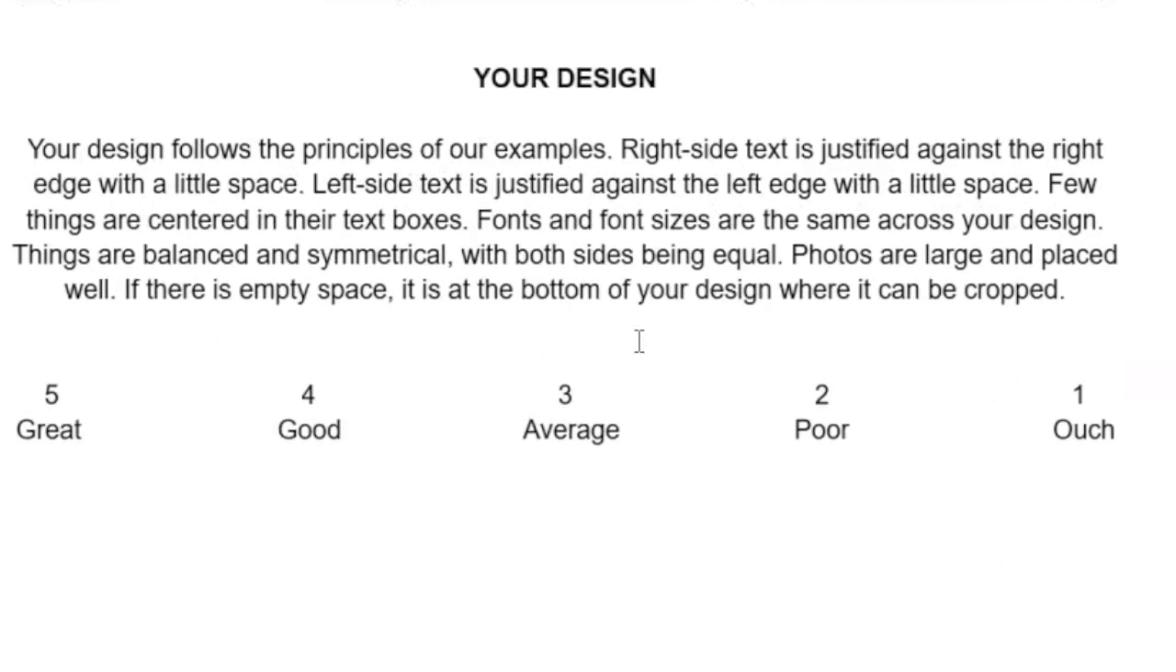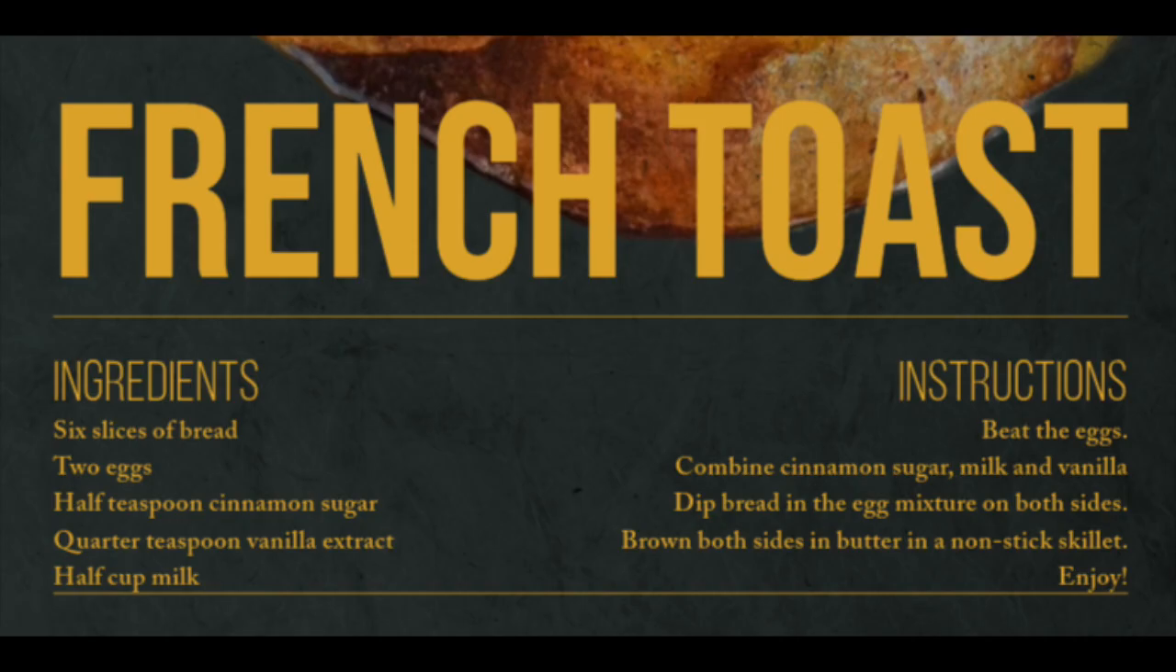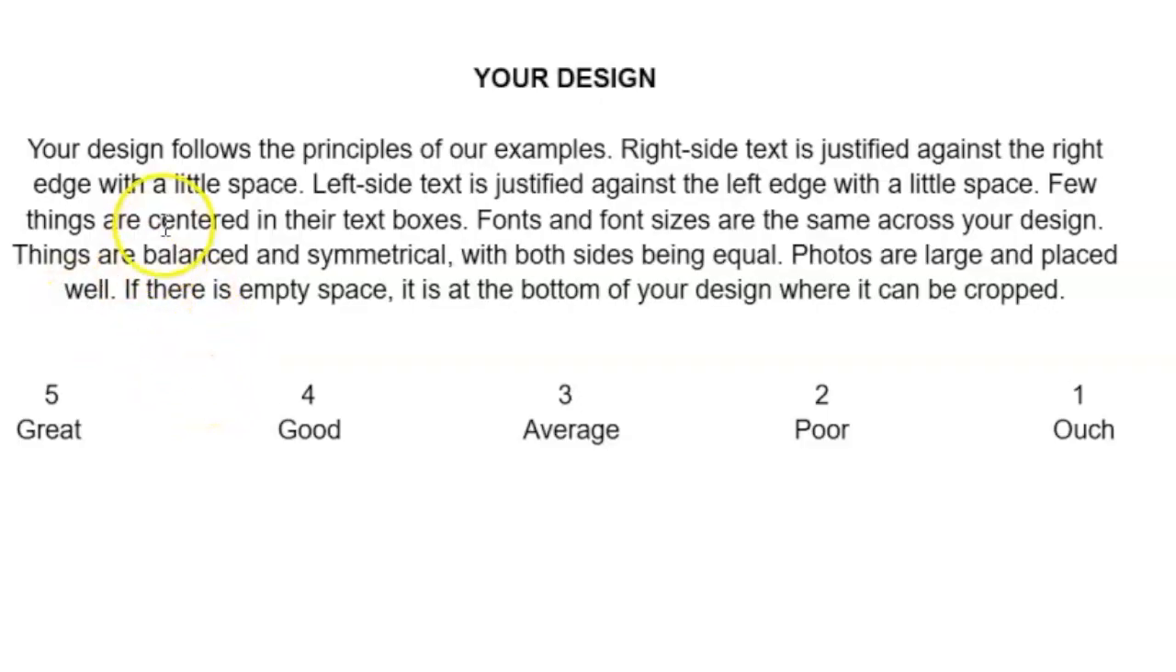And then finally, we'll look at the design. So, does your design follow the principles of the examples that we looked at? So, right side text justified against the right edge with a little space, left side text justified against the left edge with a little space, and then few things are centered in their text boxes. We don't want to center much. Fonts and font sizes are the same across your design. Things are balanced and symmetrical. Just means it's the same on the left and the right. And your photos are large and placed well. And if there's empty space, it's at the bottom of your design where you can crop it.